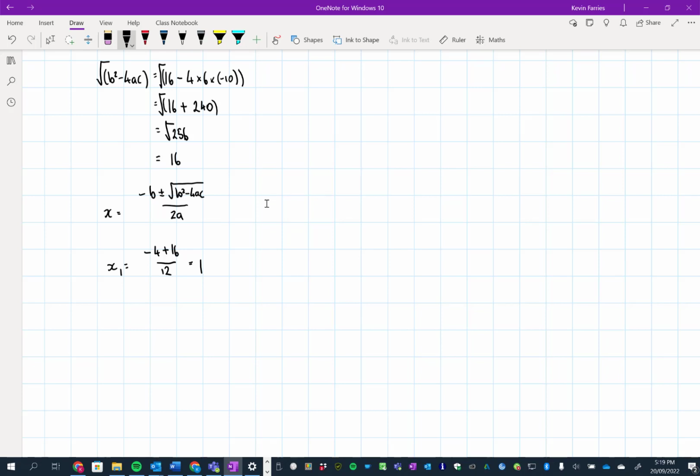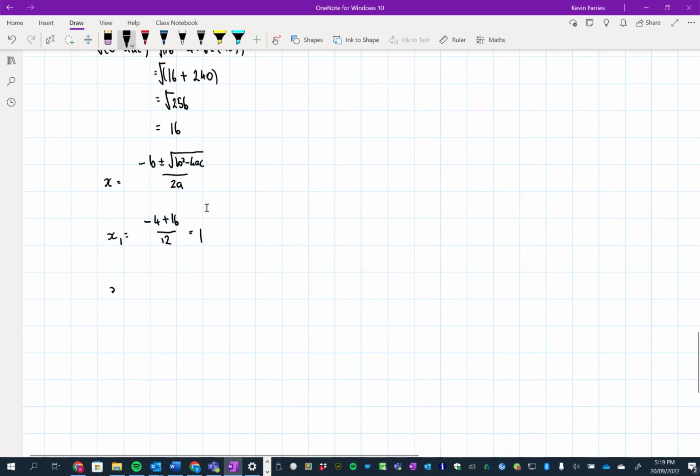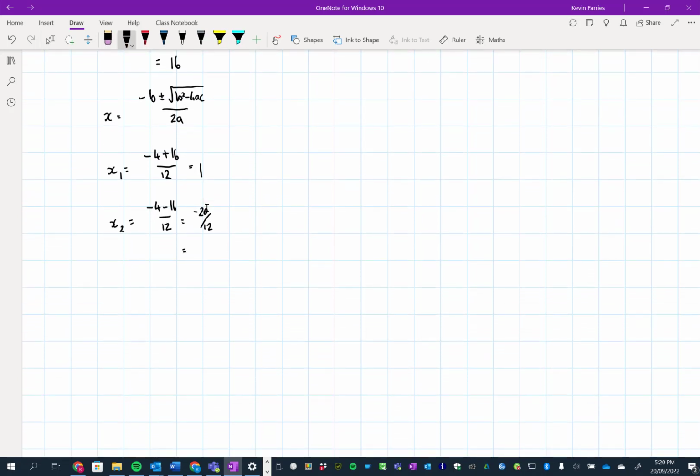The other solution is negative b minus this, divided by 2a. So therefore x2 is equal to, let's have a look at it here. So we are going to have minus 4 minus 16 over 12, which is equal to minus 20 over 12, which is equal to minus 1.667.